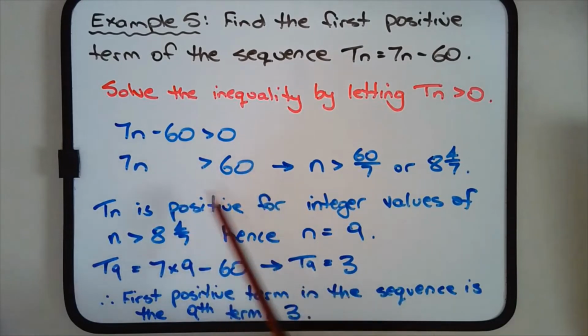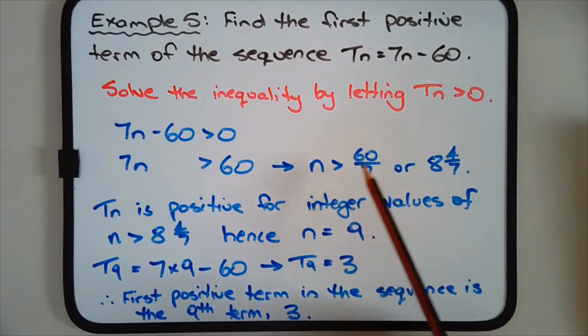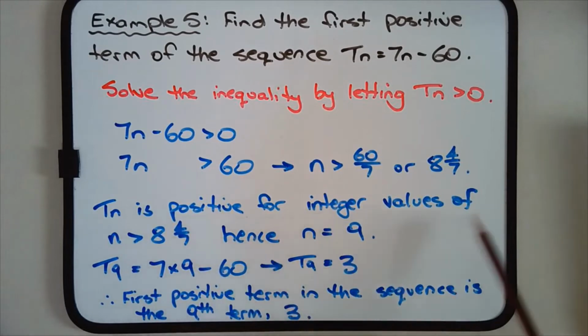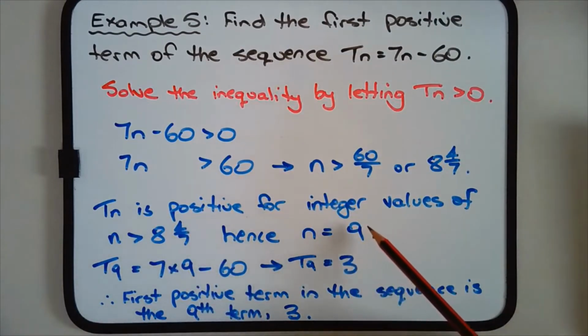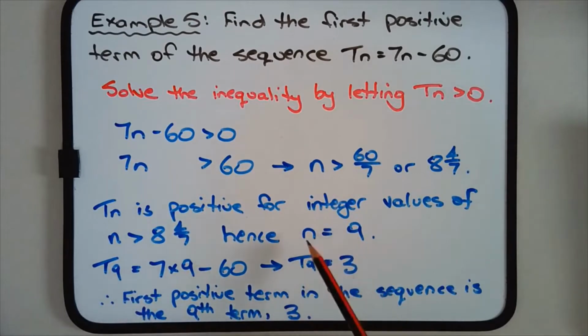Adding 60 to both sides, we have 7n greater than 60. Dividing both sides by 7, we have n is greater than 60 over 7, or 8 4/7. So Tn is positive for integer values of n such that n is greater than 8 4/7. So the next integer value of n greater than 8 4/7 is n equals 9. And we can test that by substituting n equals 9 into the original formula. So T9, the 9th term, is equal to 7 times 9 minus 60. 7 times 9 is 63. 63 minus 60 is 3. So T9 equals 3. Therefore, the first positive term in the sequence is the 9th term, 3.